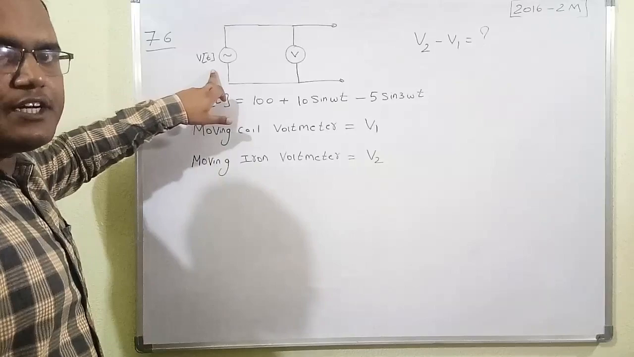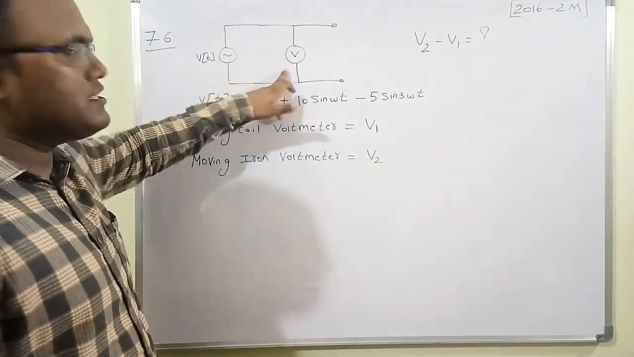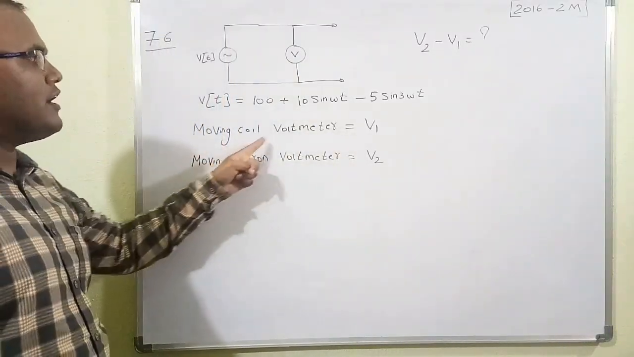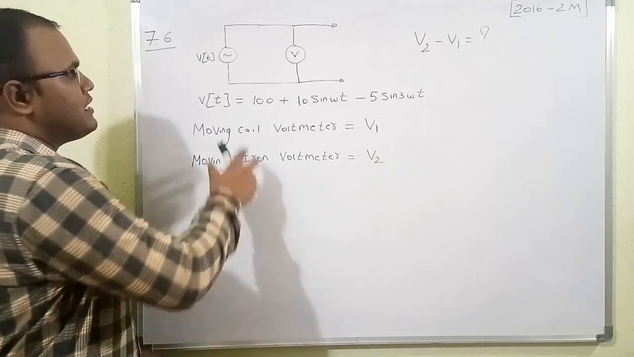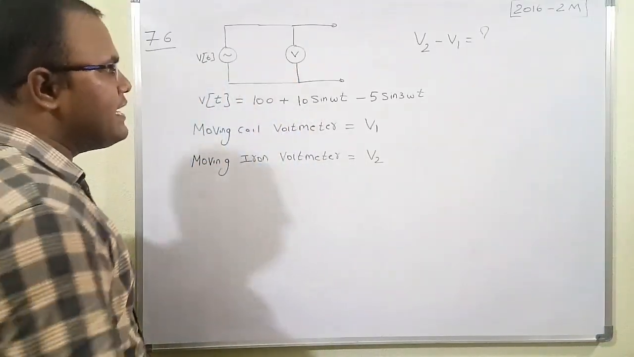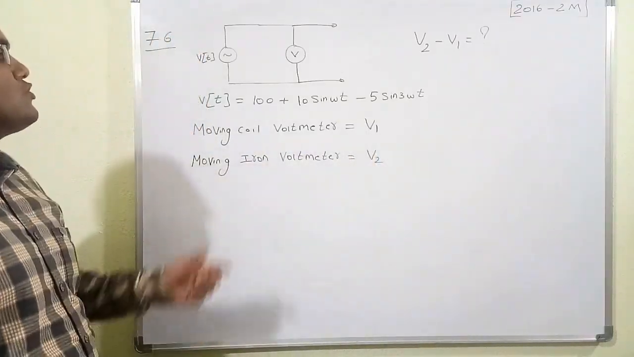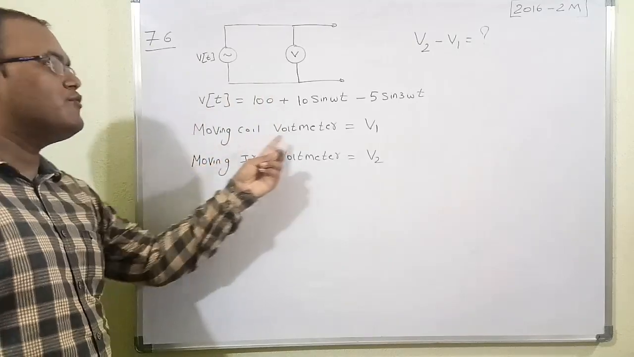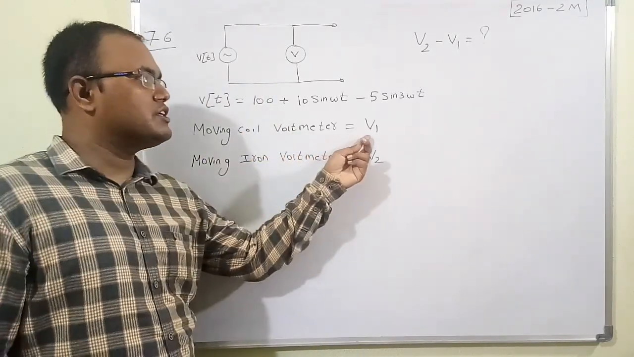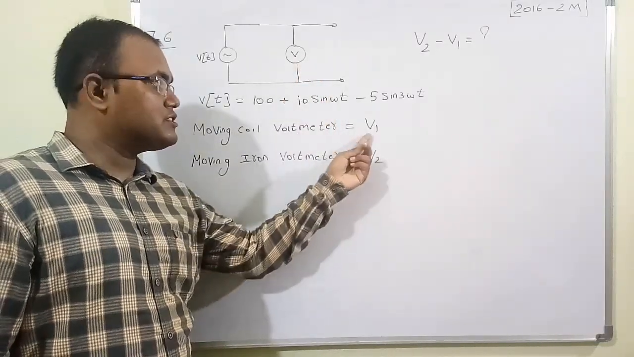To measure this voltage, we have connected a voltmeter. Two voltmeters are used. The first voltmeter is a moving coil voltmeter. If we connect a moving coil voltmeter across the voltage source V of t, it reads a voltage of V1. I am repeating it here: when we connect a moving coil voltmeter across the V of t source, the voltage read by the voltmeter is V1.